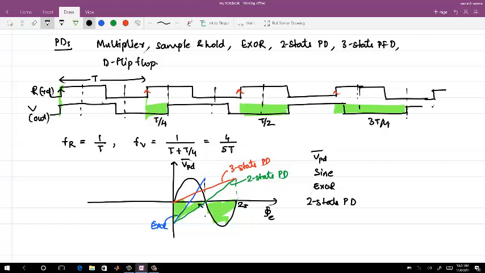So the only one which is right now maintaining the same polarity, rather than the proportionality all throughout the difference, is the two-state, sorry, three-state PFD. So it's the three-state PFD which has the same polarity for the positive frequency error or for the negative frequency error. And the negative gain characteristics of the PFD are like this.